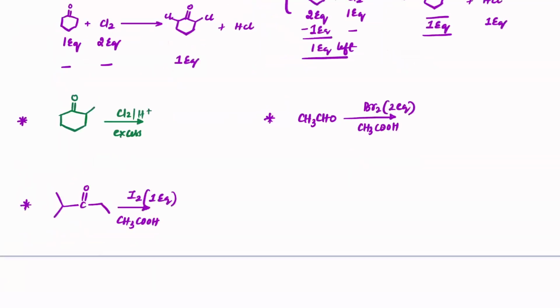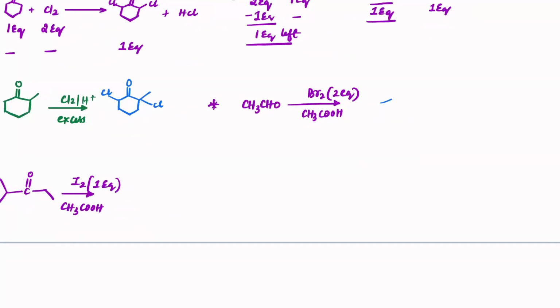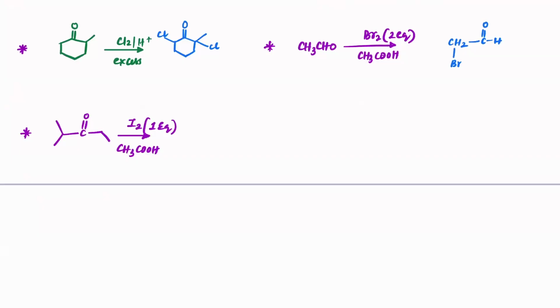Let's see. In the first case, because I used excess, I can get one chlorine here and one chlorine here. And I told you that we cannot go beyond one chlorine in one direction. So that is the major product you will get. Now here, even if I use two equivalents, it does not matter, because the number of carbon hydrogens that you can replace is only one. That is the product. Here I took only one equivalent.